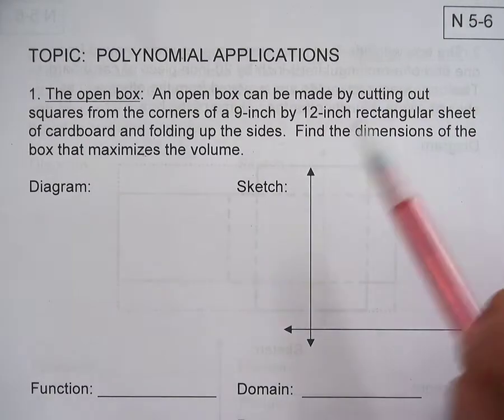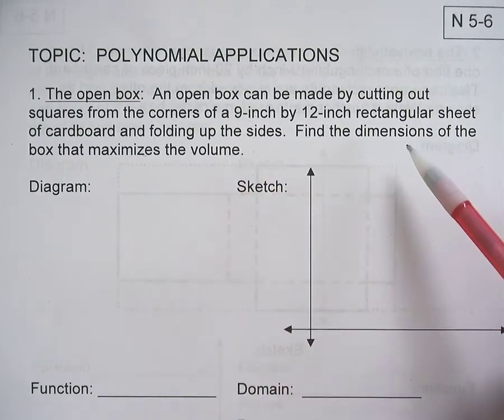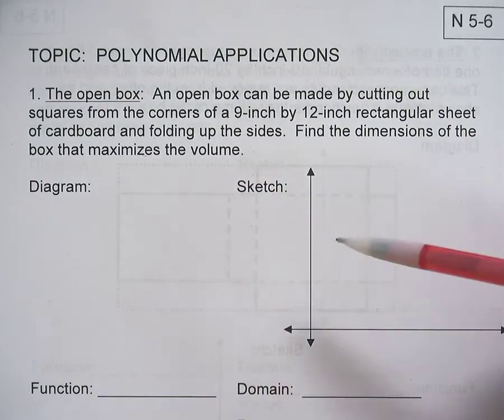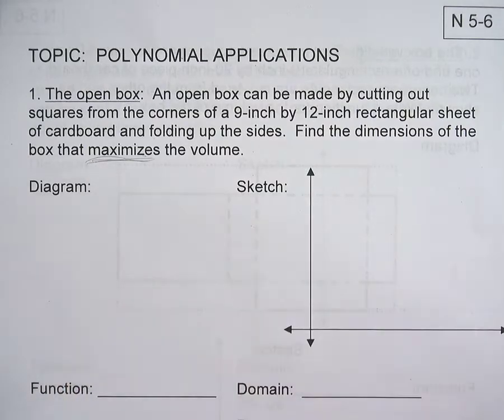This one says that an open box can be made by cutting out squares from the corners of a 9-inch by 12-inch rectangular sheet of cardboard and folding up the sides. Find the dimensions of the box that maximizes its volume. The key word here is maximizes.